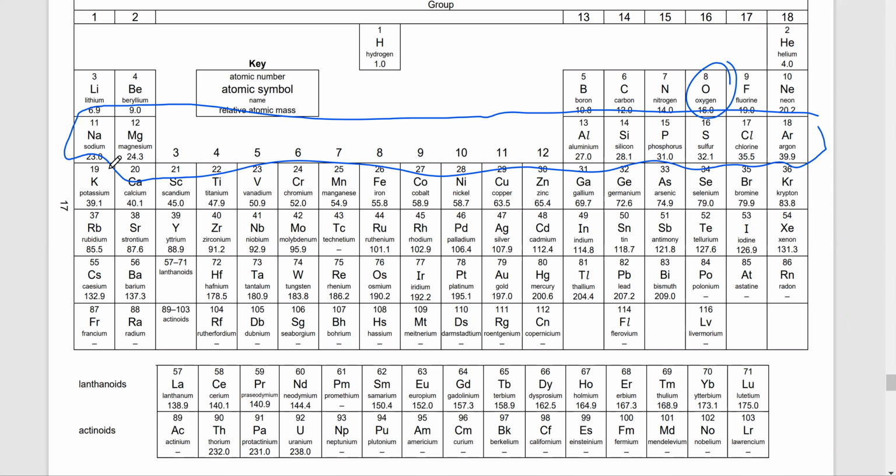And if another shell is added, the electron becomes much further away and it becomes a lot easier to remove electrons. So there's going to be a huge dip once you move from argon to potassium or from neon to sodium.